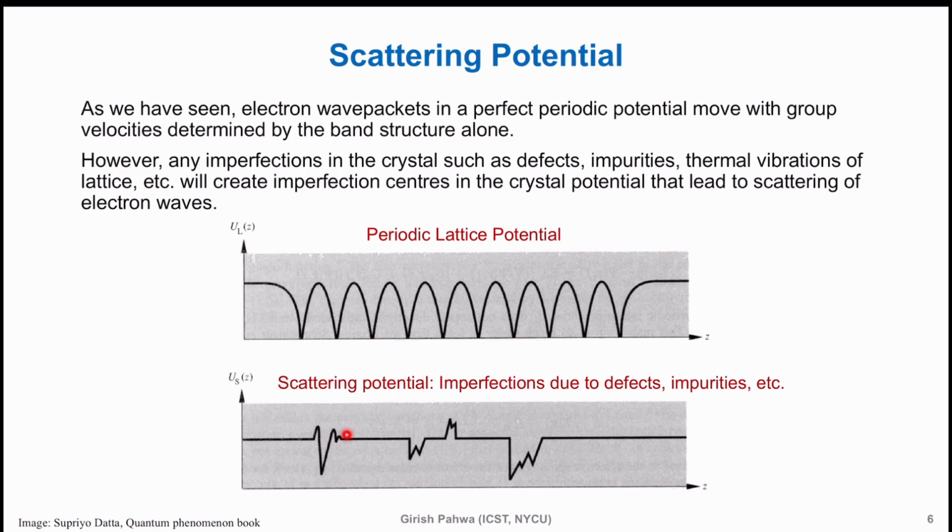Arbitrarily, the potential is going to be some zigzag. Most of it is flat, but at some point you see these imperfections. So it is not zero everywhere, and because of this there will be some scattering. If there is scattering, there will be scattering events.